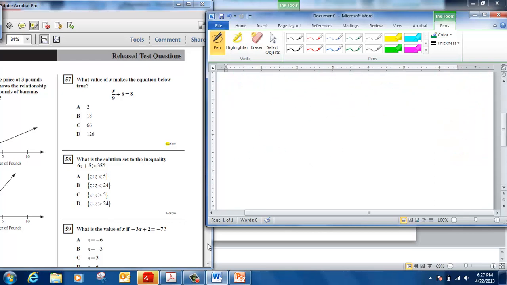And then looking at number 59, it is negative 3x plus 2 equals negative 7. So again, I need to undo what was done. Oops. So it was adding, so I need to subtract. And that cancels out to 0. You're left with negative 3x equals negative 7 minus 2.